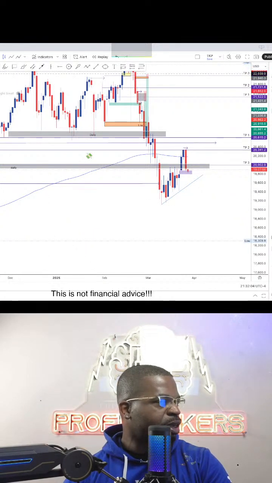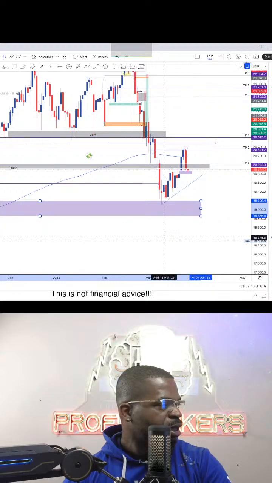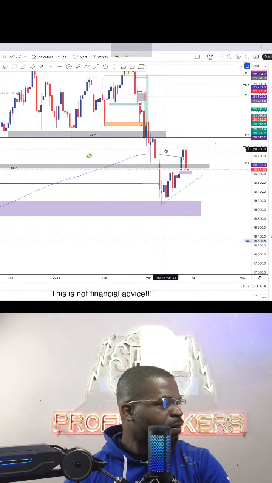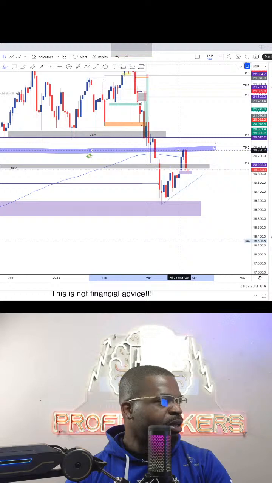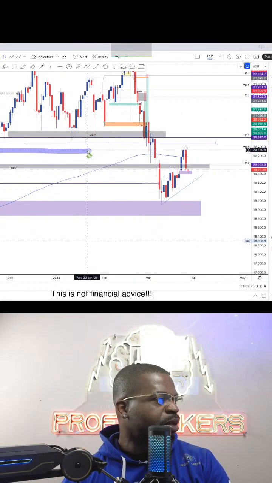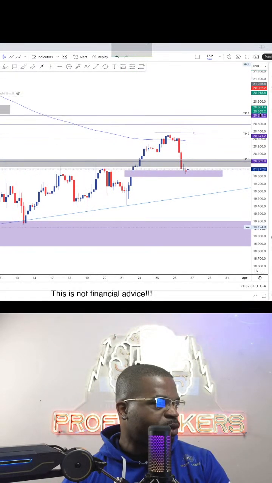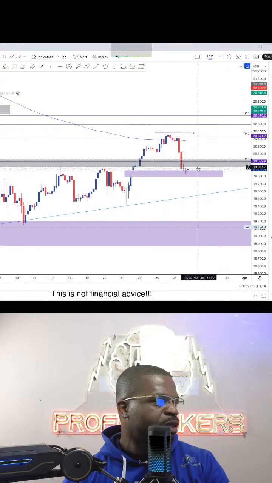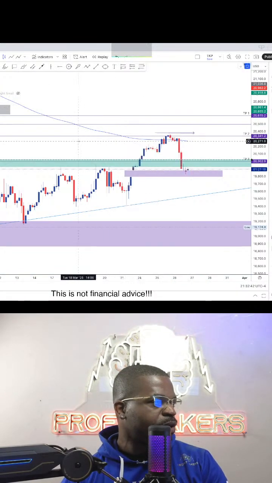So this thing rejected at this gap. Let's see. Is it enough? Right here, I see why we got this rejection, this structural level right here. At this point, we just need to do the same thing. We're going to set these alerts to see how price will respond. This is a key level. Want to see if we're going to get a break above or a break below.